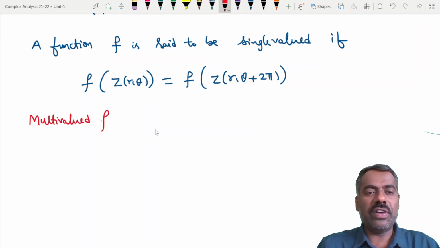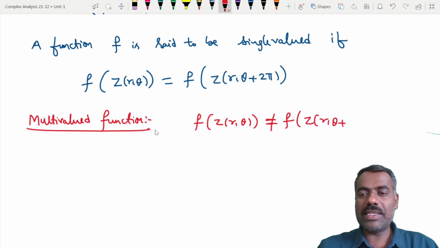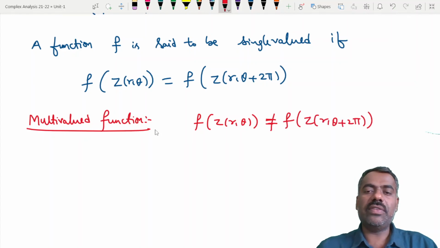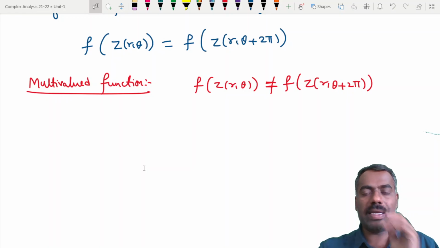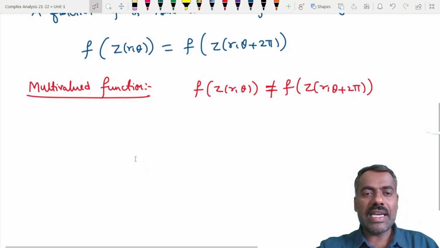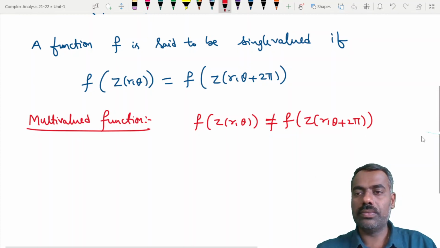If it is not true, then we say that it is a multivalued function. So what is meant by saying a function is multivalued? The analytic function f is said to be multivalued if f of z(r, theta) is different from f of z(r, theta plus 2 pi). That means after going one complete round, that value is different. After going another complete round, that value may again be different. Is that clear? Difference between single valued and multivalued? Yes or no?